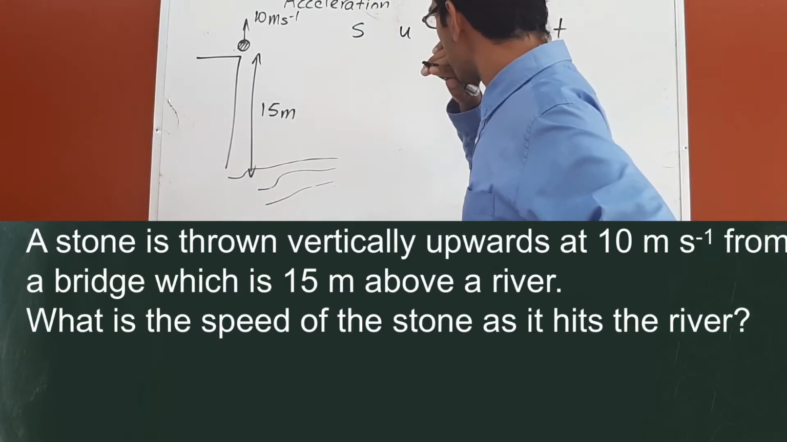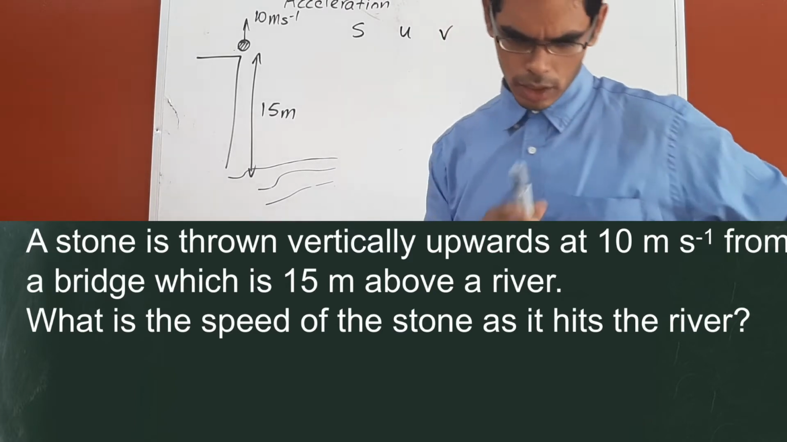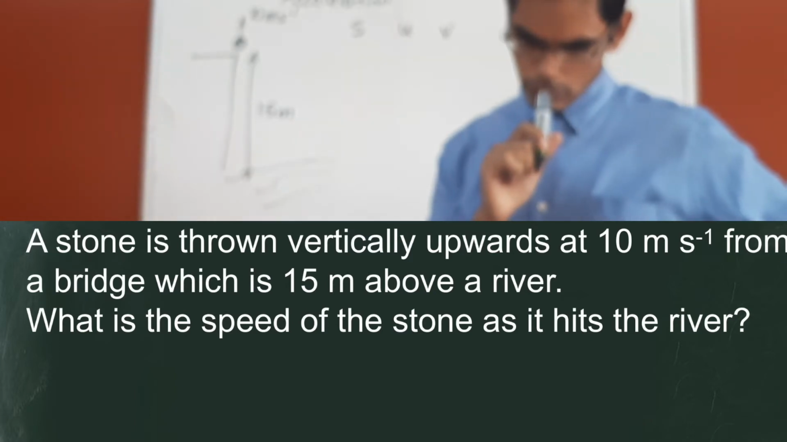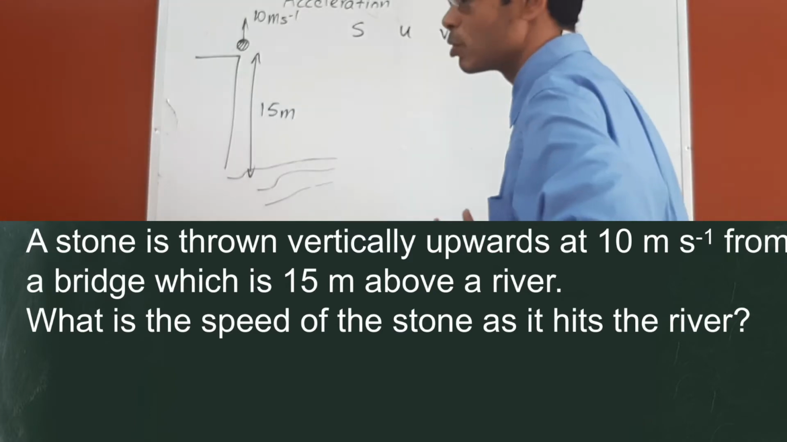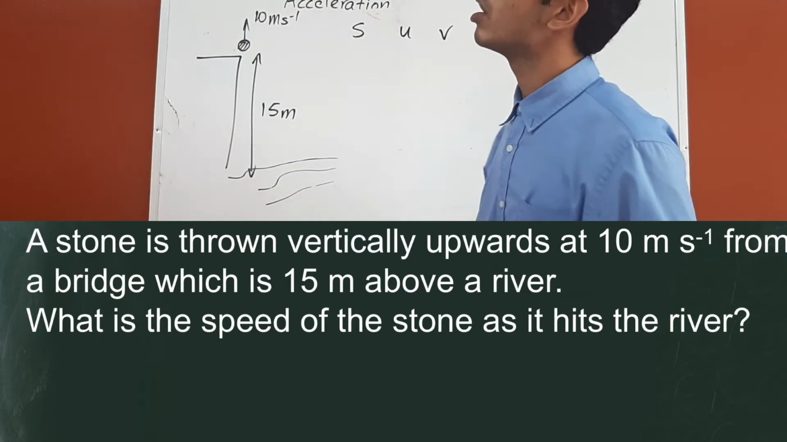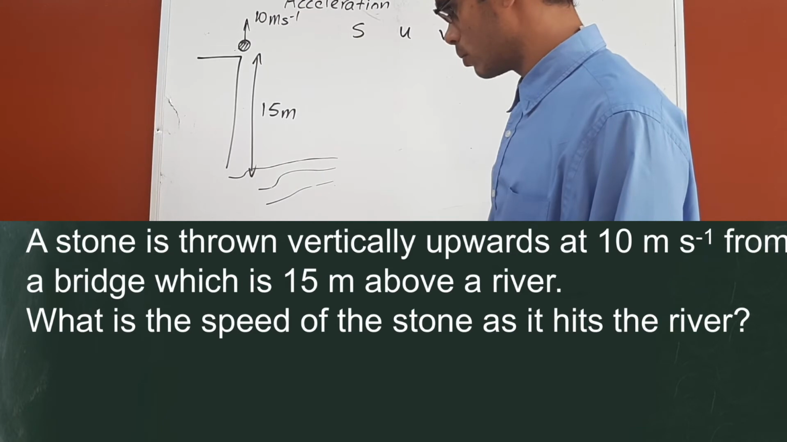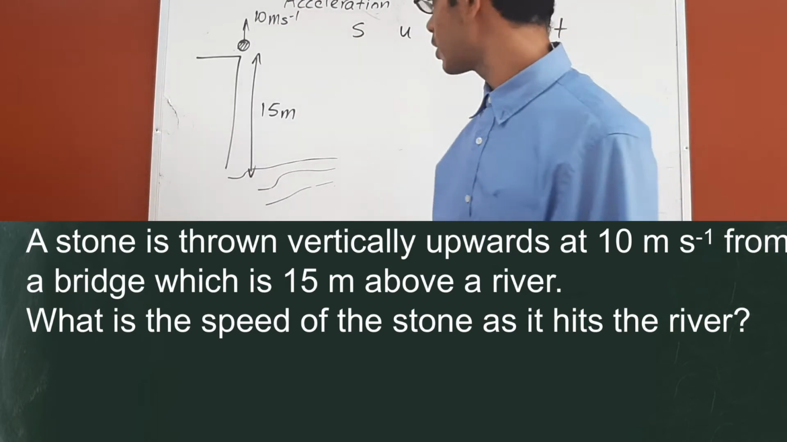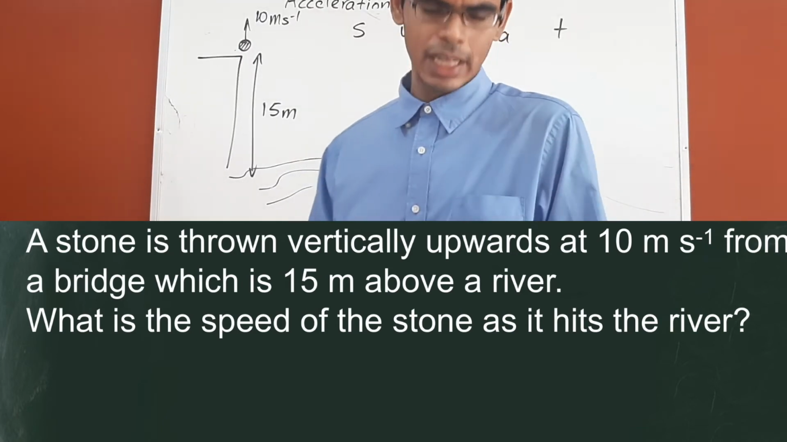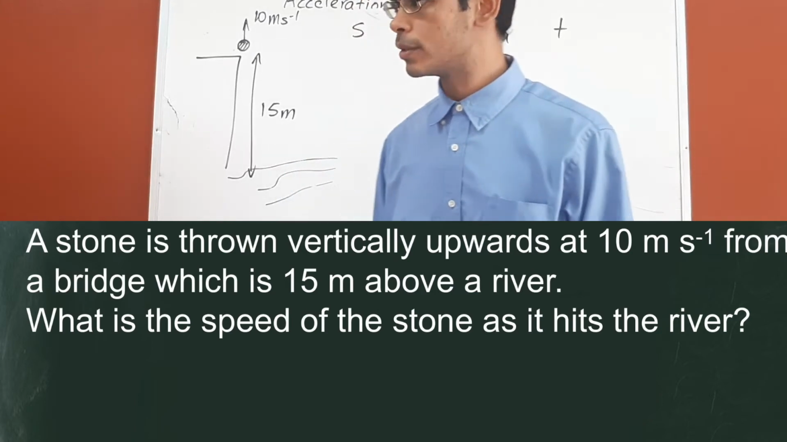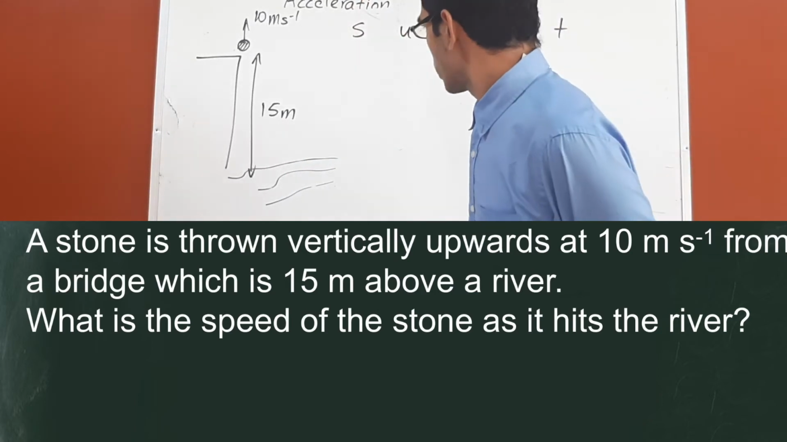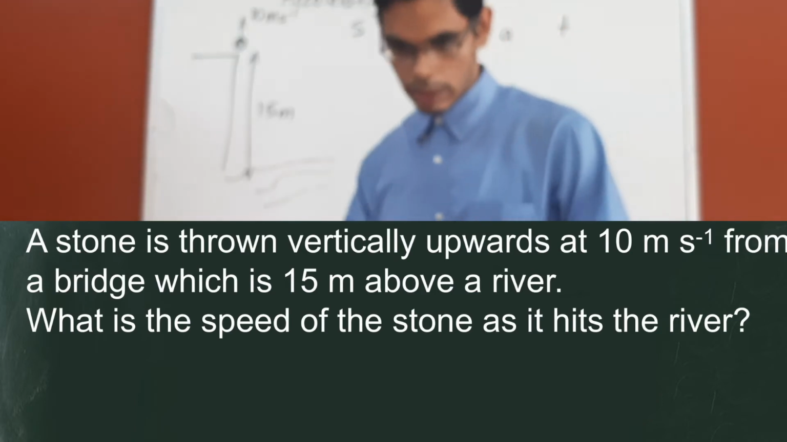Alright. And here. What is the displacement? What is the distance we travel? It will go all the way up, then it will come back down. That's a long distance, isn't it? They didn't give us that. We only have a bridge that is 15 meters above the river. Alright, so okay, let's get back to that.